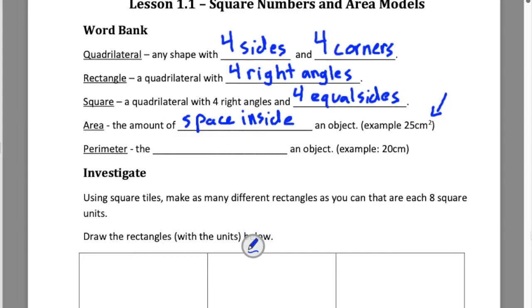centimeters squared. If we write just 25 meters squared without the unit of measurement, well, that means we're going 25 times 25. So we don't want to do this when we're writing an area measurement. We want to make sure we include the unit of measurement when we're indicating the area. Perimeter is just the length around an object.